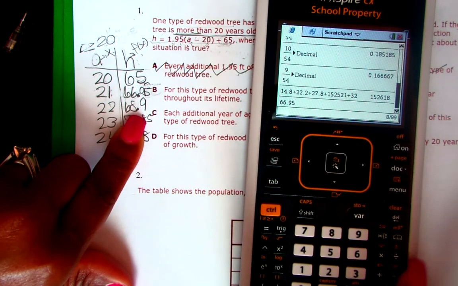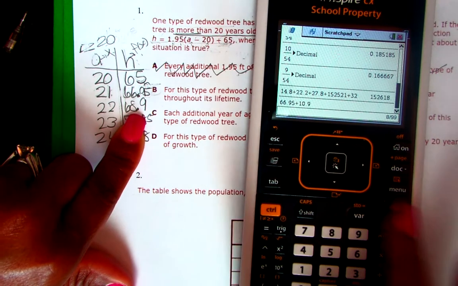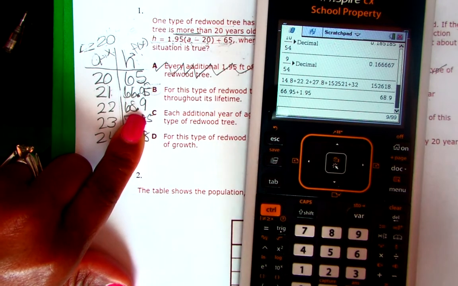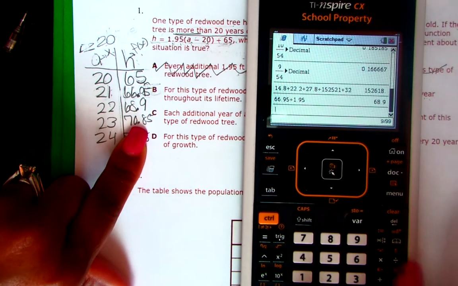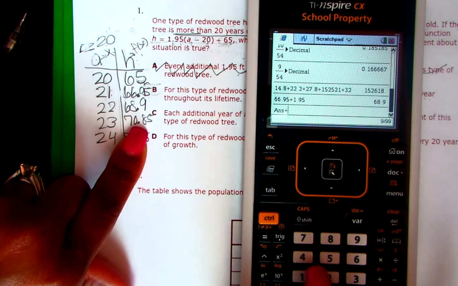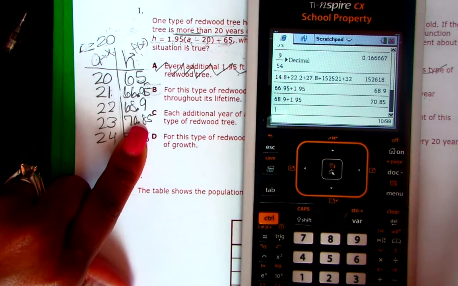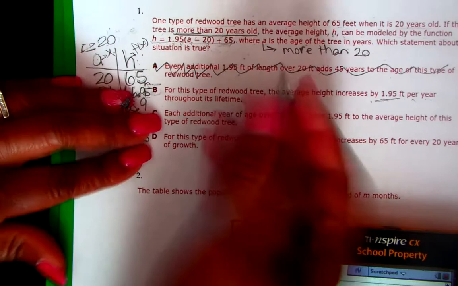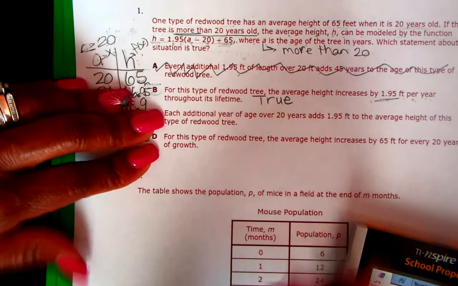66.95 plus 1.9. Enter. So that gave us 68.9. And then I'm going to say plus 1.95. Enter. It gave us 70. So it is increasing. It is true, but let's read the rest of it. That's true.